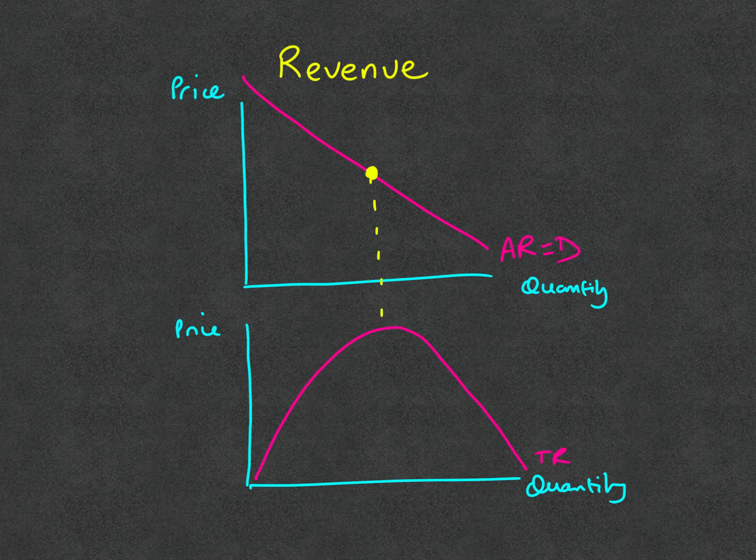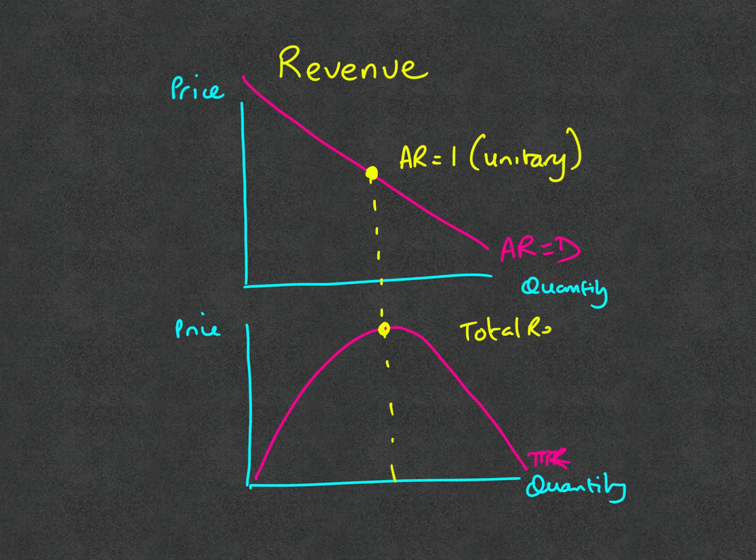Now what you notice is at the unitary point of the diagram of the demand curve, which is in the middle, when you draw the equilibrium down, it touches the peak of the total revenue curve. So this suggests that when the demand curve is at 1 or is unitary, the total revenue curve is at its maximum. It's the maximum amount of revenue that you can generate.